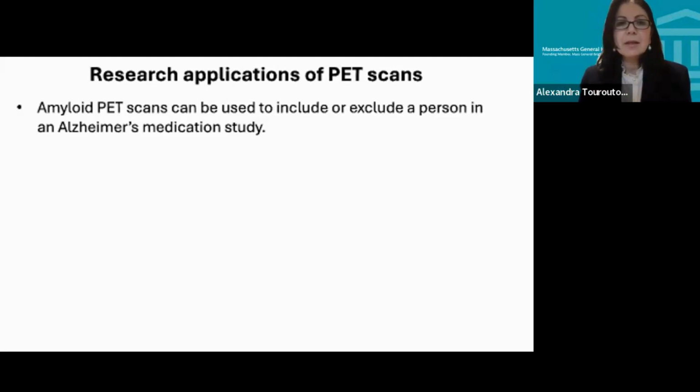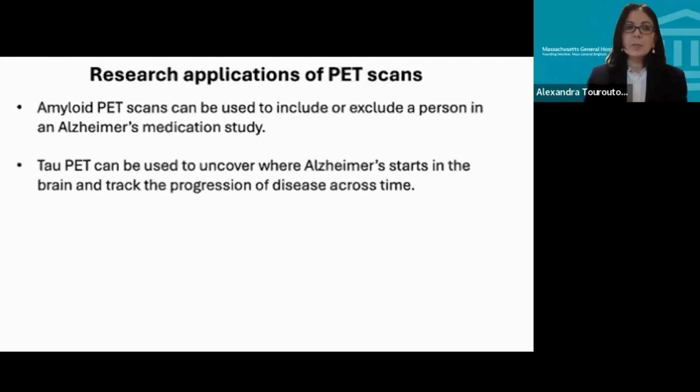Another thing I wanted to mention is that the tau PET also correlates, as we saw earlier, with the degeneration. It correlates with the shrinkage that is happening in the brain. And so we can use the tau PET and the MRI to track progression of the disease across time.